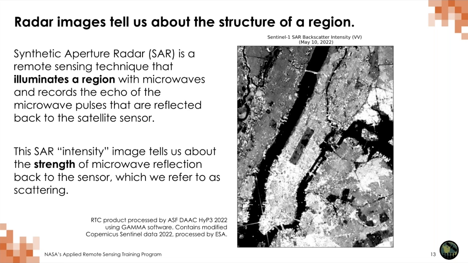And the image on the right is showing us the intensity of the returned microwave echo to the sensor. This is, in a sense, the strength of the returned echo. And I'll get into more of that in a second. But we refer to this image as a backscatter intensity image. And it tells us how strong the returns are to the sensor.